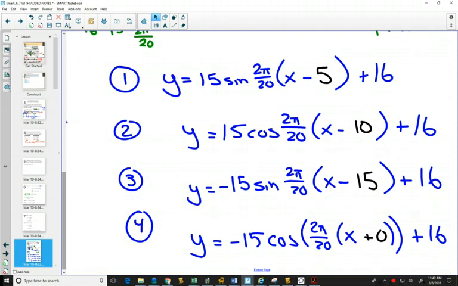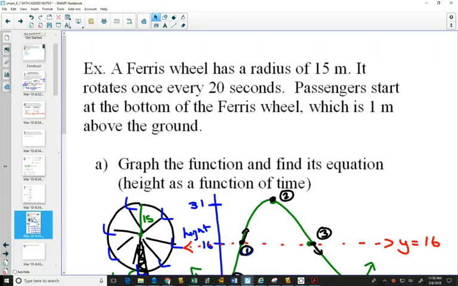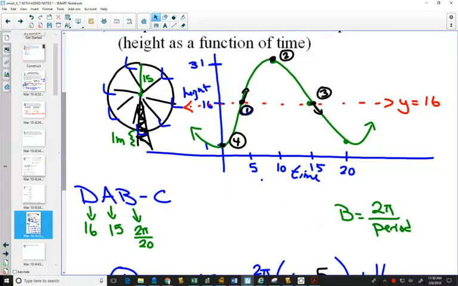Okay, I want you to try the Ferris wheel question. Well, let's finish this one up. It's graphing it. They have some estimating questions we haven't done. Let's finish this up. Estimate the height after 22 seconds. An estimate says just look at your graph. 22 seconds is right here. If we looked at our graph and estimated it at 22 seconds, well, it's going to have gone back up. Maybe I think it's at 5 meters. That would be a fair estimate based on your graph.